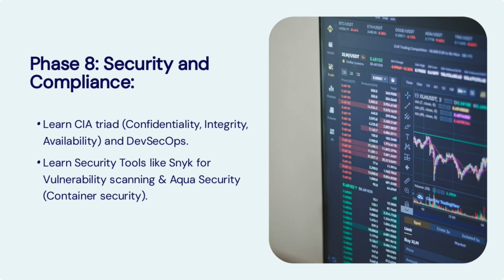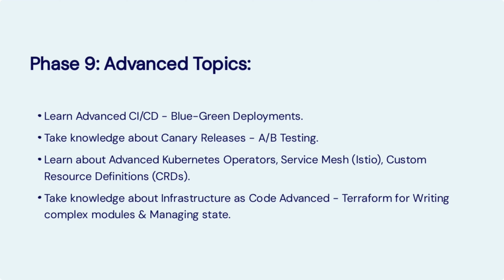In this 8th phase, you need to learn about the CIA Triad, which stands for confidentiality, integrity, and availability, as well as DevSecOps. Additionally, you must explore security tools such as Snyk for vulnerability scanning and Aqua Security for container security.